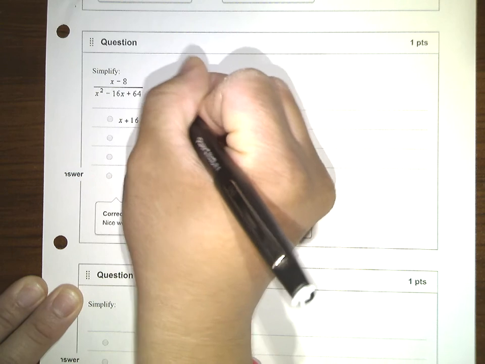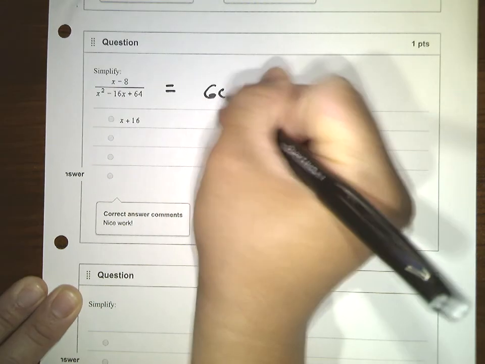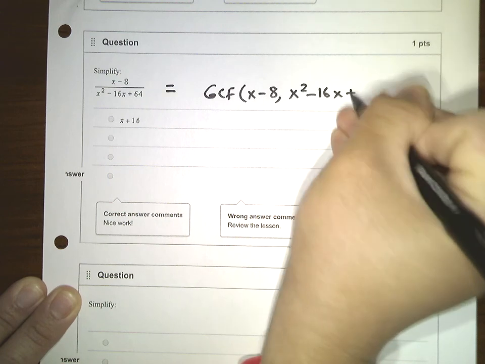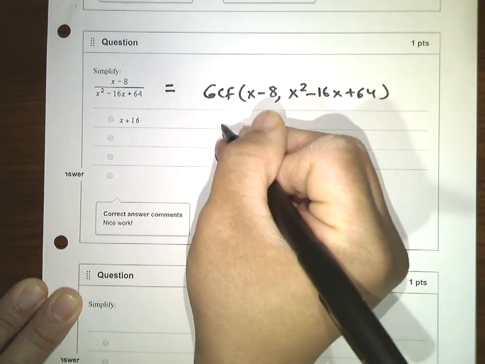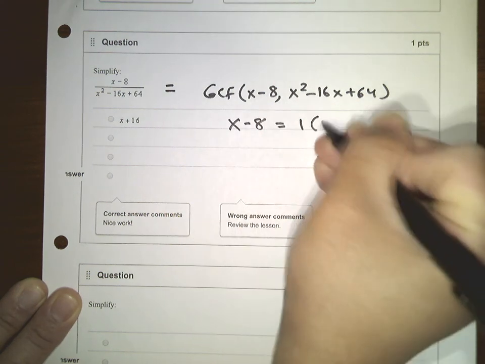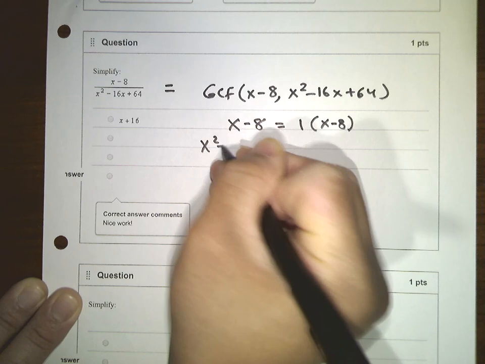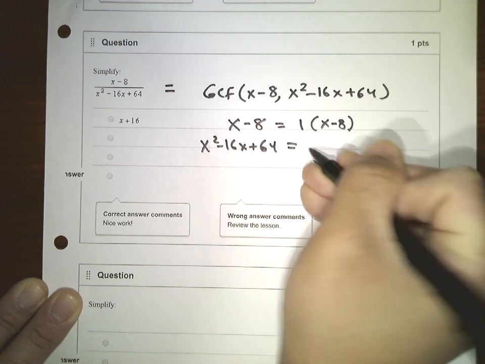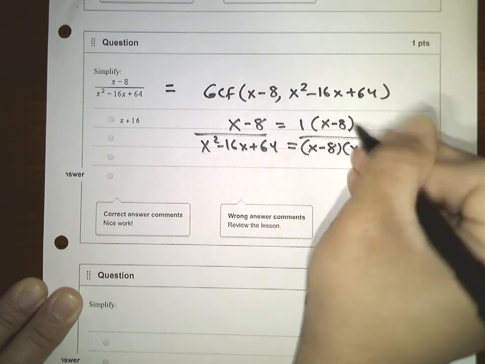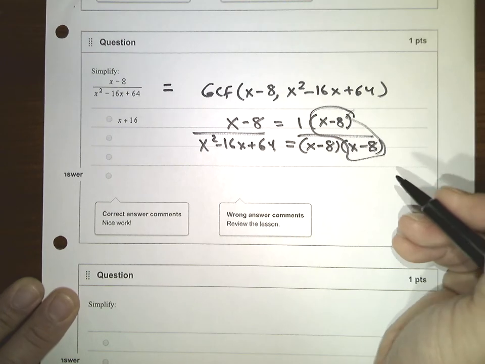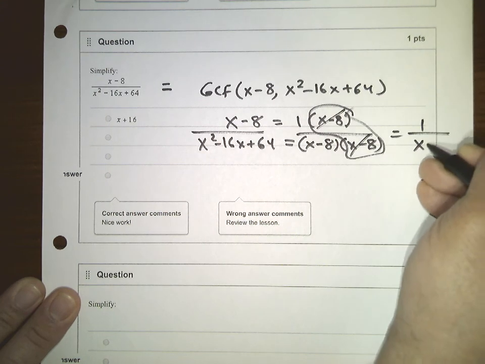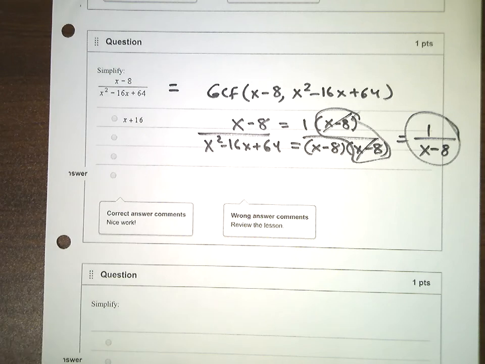So now here we have a numerator of x minus 8 and a denominator of x squared minus 16x plus 64. So x minus 8 is just 1 times x minus 8, and x squared minus 16x plus 64 ends up being x minus 8 times x minus 8. Then when I look at this, my greatest common factor is x minus 8, so I divide that out, and I'm left with 1 over x minus 8. What a time to be alive.